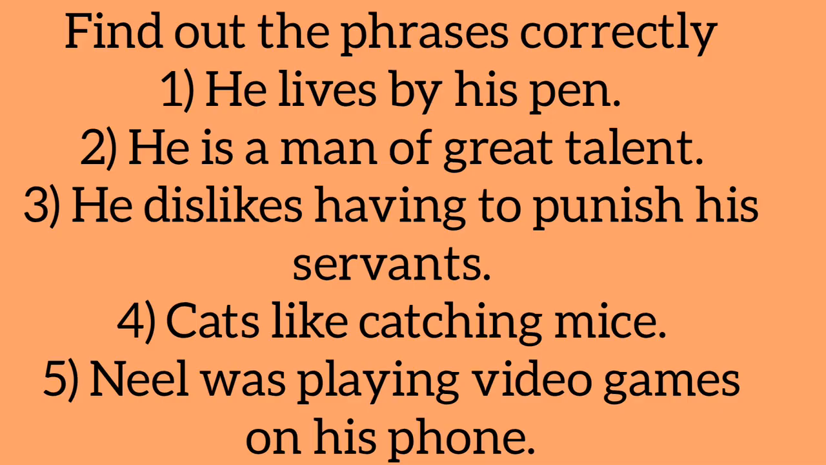He dislikes having to punish his servants. So, having to punish his servants is the noun phrase here. Now, look at the next question. Cats like catching mice. Catching mice is the phrase here. It is a noun phrase. Neil was playing video games on his phone. So here we have two phrases. One is a verb phrase, that is was playing, and on his phone is a prepositional phrase.